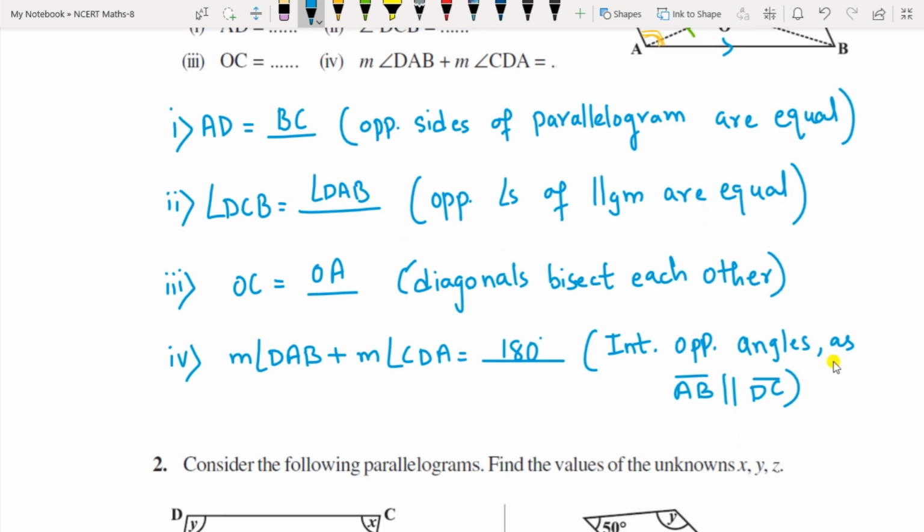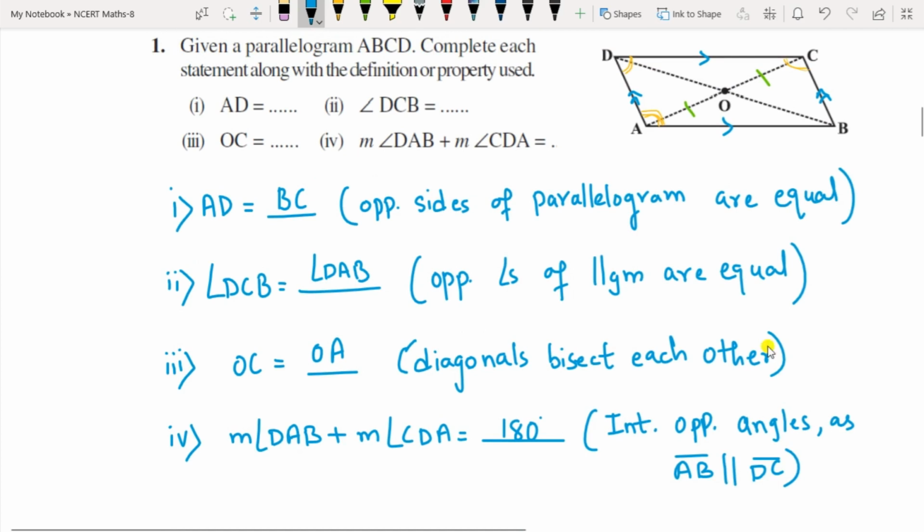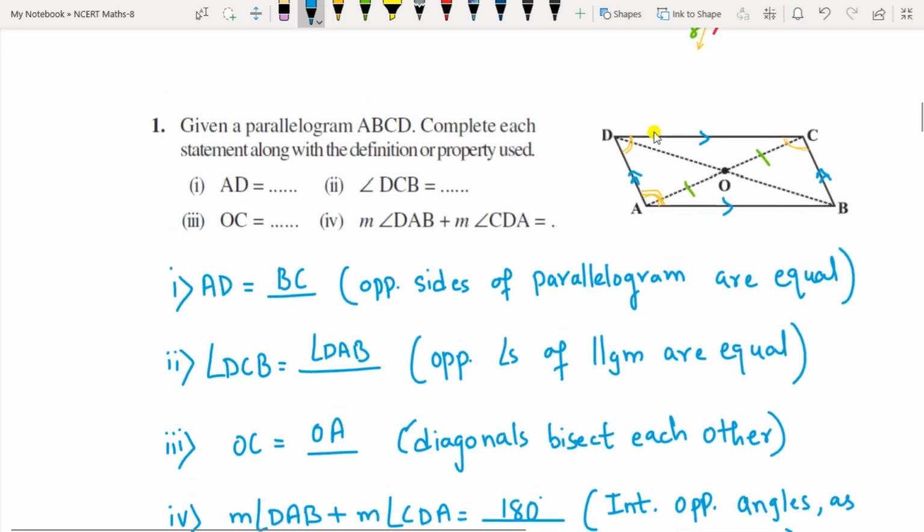So this way you have to write all these answers, that is interior opposite angles, as AB is parallel to DC. This AB is parallel to DC, and this is the transversal, so this forms here C. So these two angles form the interior opposite angles, or it is also called co-interior opposite angles.